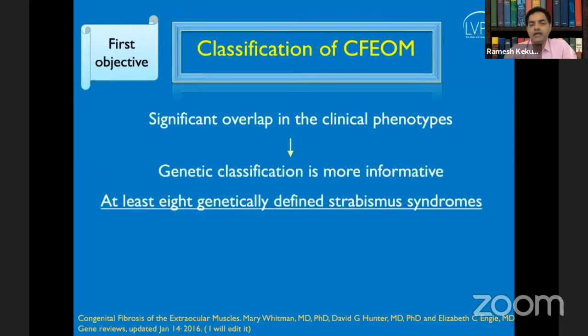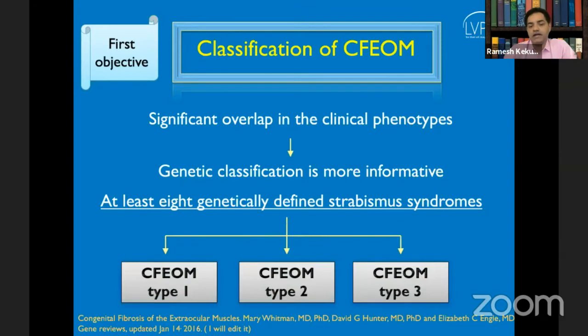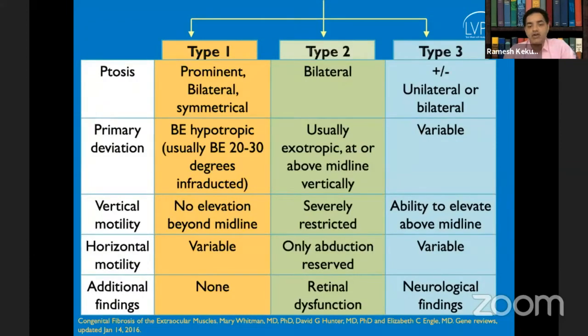There is a significant overlap in the clinical phenotypes. So genetic classification is more informative. There are at least 8 genes involved. Basically, it's classified into type 1, type 2, type 3. This is the kind of findings you will see.